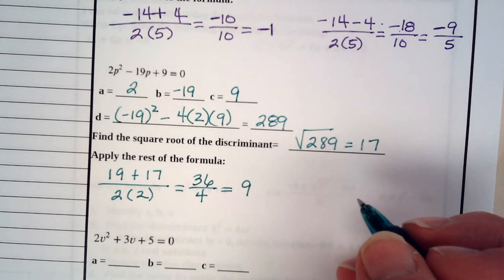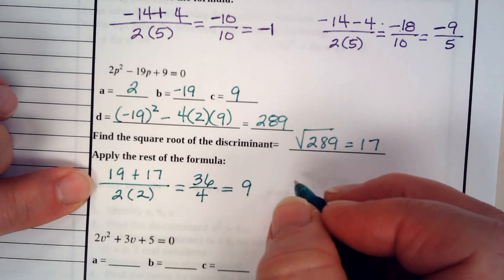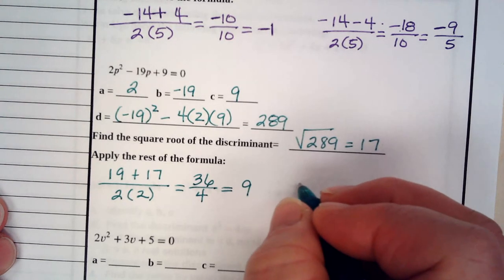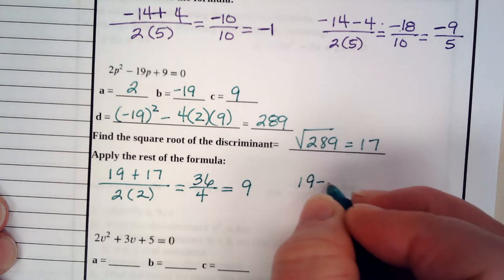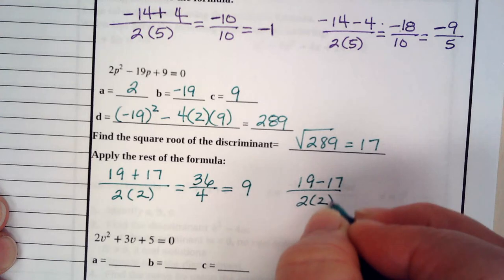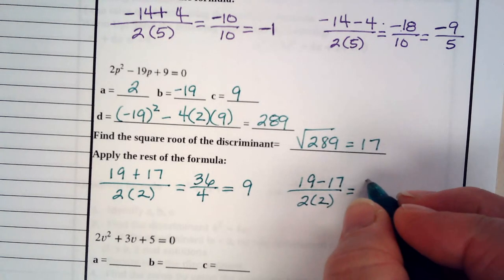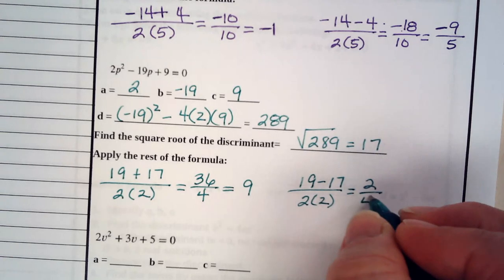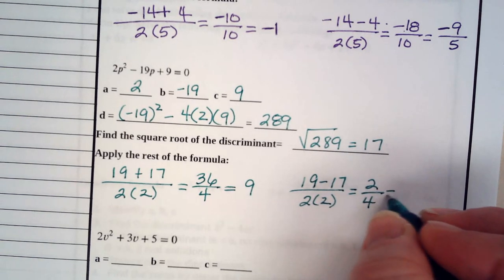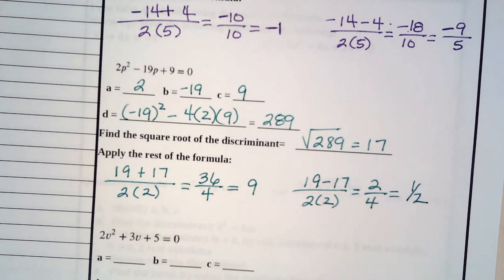Okay, the second time we subtract the same thing. 19 minus 17 over 2 times 2. 19 minus 17 is 2 divided by 4, and that gives me 1/2 because 2 is 1/2 of 4.